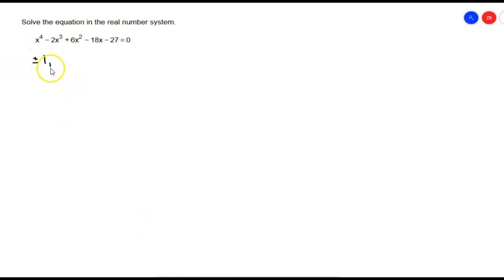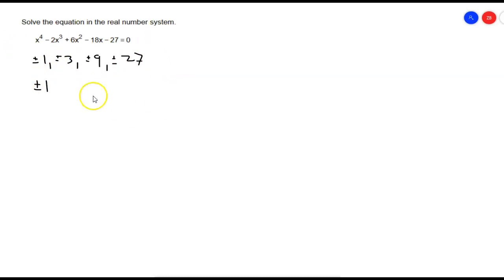So we have 1. We have plus or minus 3. We have plus or minus 9. And we have plus or minus 27. So those are all the factors of our constant term in this function. Now we also have to look at all the factors of the first coefficient. And if there's nothing in front of this x to the 4th, that means we're just using 1, which is just plus or minus 1.